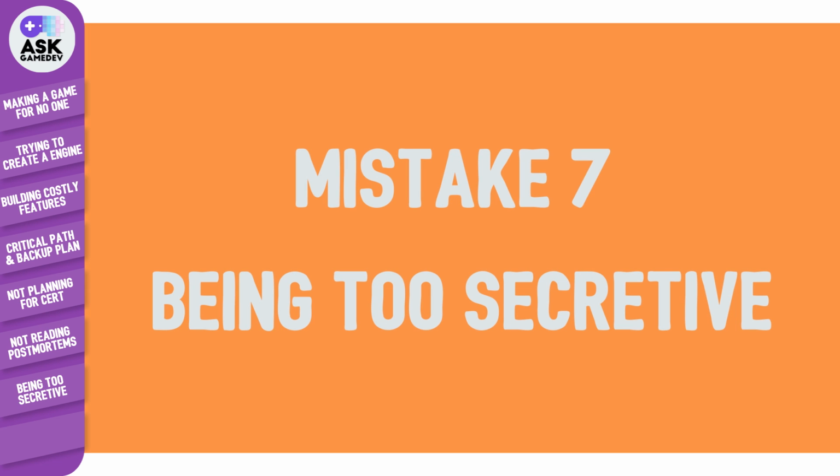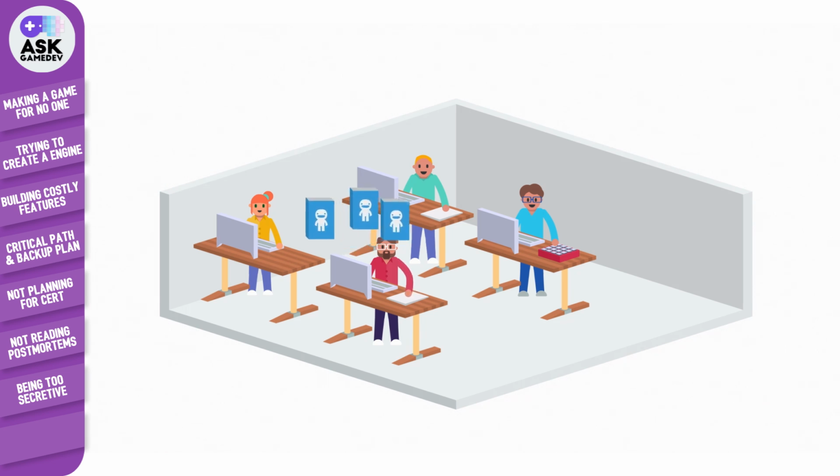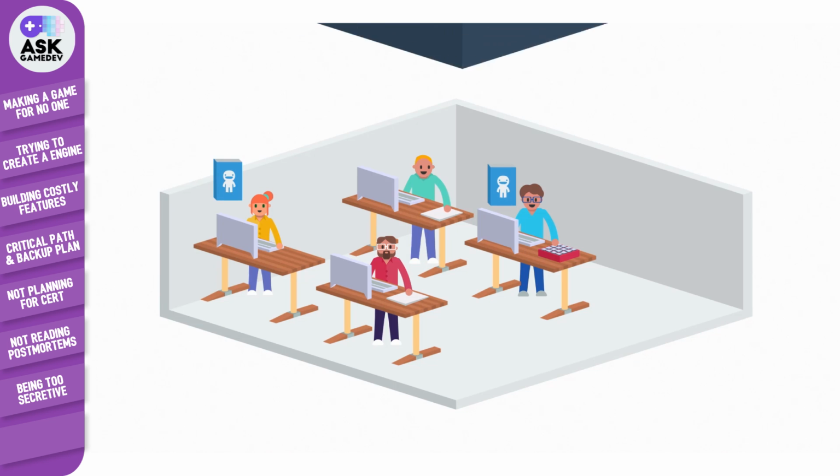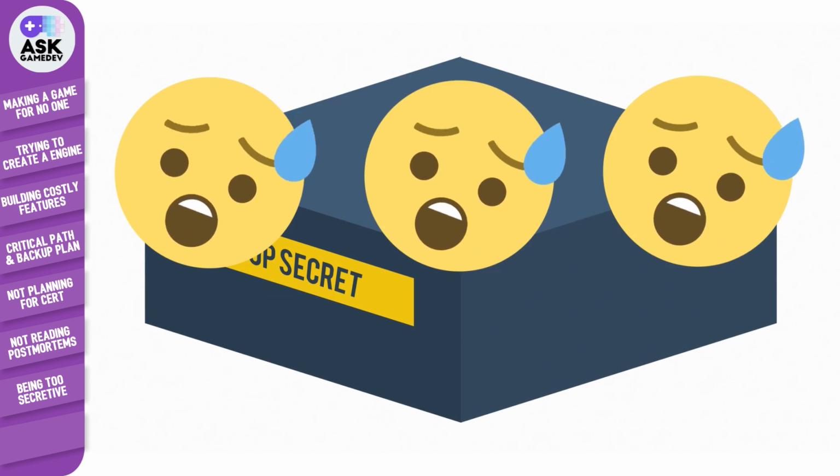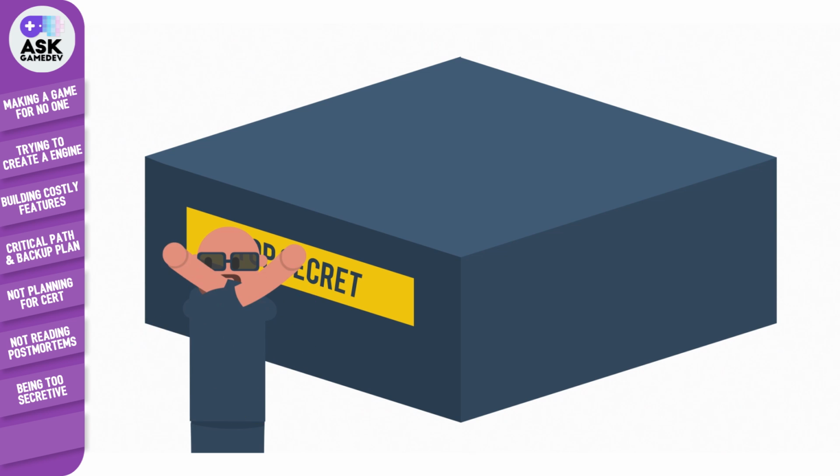Mistake number 7, being too secretive during development. One thing that we all have the natural tendency to do is keep our games secret until we want to show them to the world. Either we're holding off because we want to make it perfect, we're too nervous to show people, or we think people will steal our ideas.